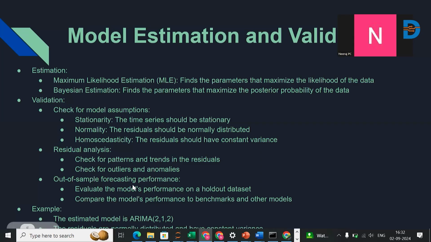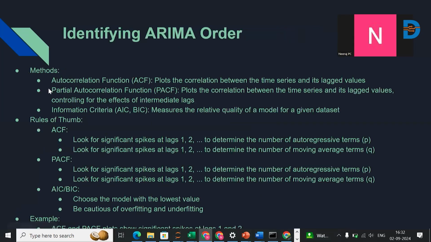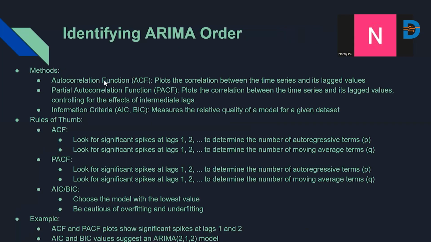Out-of-sample forecasting performance: evaluate the model performance on a holdout data set and compare the model's performance to a benchmark and other models. These are the methods to check for stationarity: ACF, the autocorrelation function, the partial autocorrelation function, AIC, and BIC. These will suggest which parameters to go ahead with and help check for stationarity.